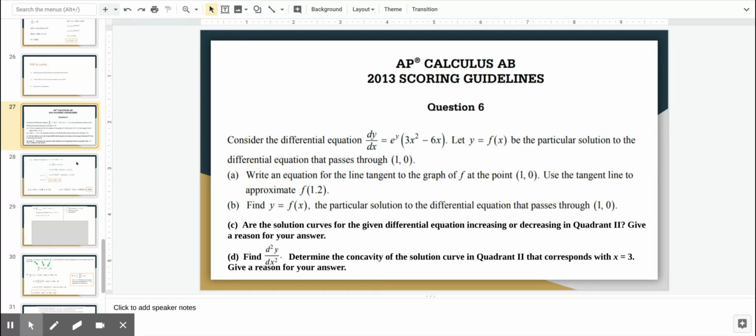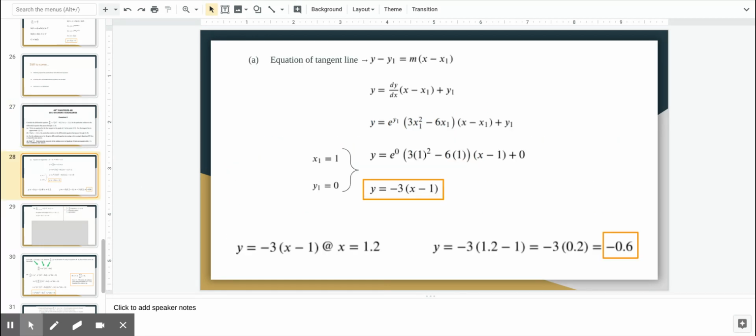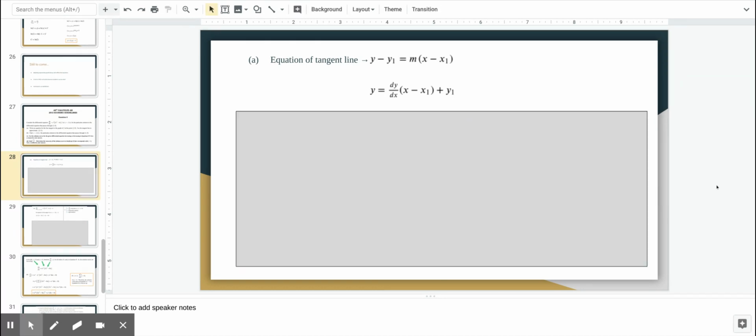All right. Let's start taking a look at the solution a little bit here. So let me cover this up just a second. All right, so like I said, what is the equation of tangent line? We know that is y minus y1 equals m times x minus x1.